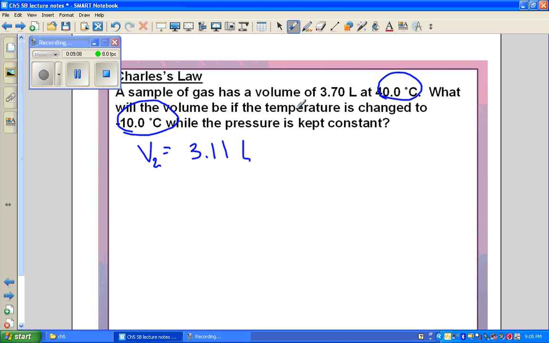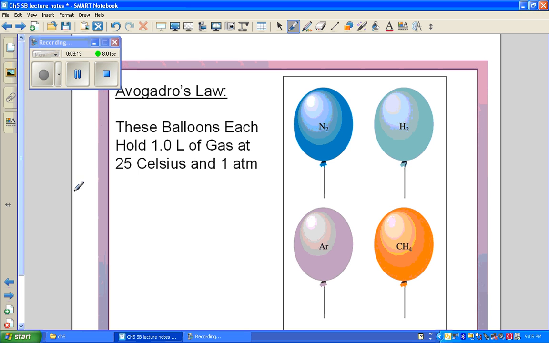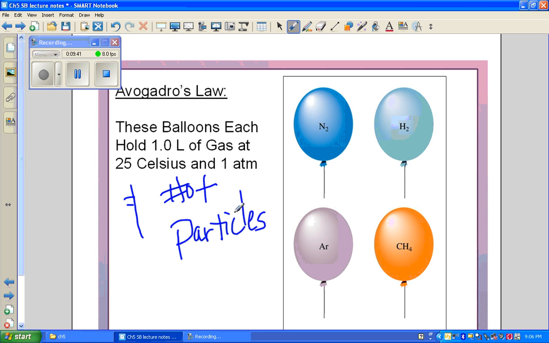Okay, a couple more slides here. We've been going for 9 minutes, so we'll finish this first section. We're talking about Avogadro's law, which leads into the kinetic theory of gases. If you remember, Avogadro's law is that each balloon holds 1 liter of gas at 25 degrees Celsius and 1 atmosphere. Another thing you can add on here is that they are going to have the exact equal number of particles. So it's an equal number of particles in this situation, and this leads up to the ideal gas law.